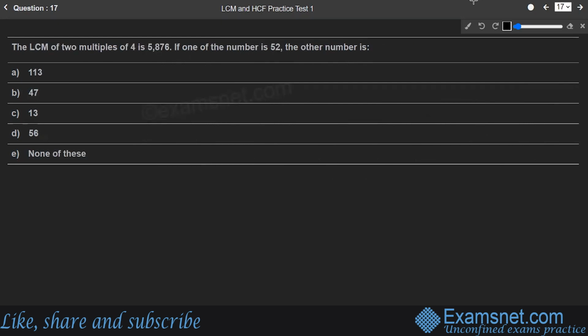Now the LCM of two multiples of 4 is 5876. If one of the numbers is 52, what is the other number? So let us assume the other number. Both the numbers should be multiples of 4, so let the other number be 4x, because it is a multiple of 4.